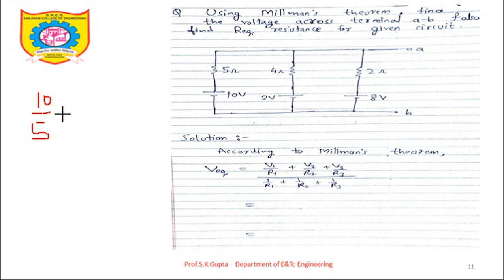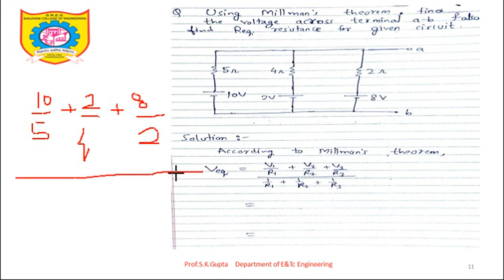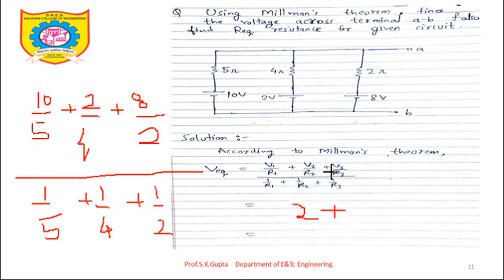plus, what is the value of V2? 2 upon R2. R2 is 4. Plus V3 value is 8 upon resistance is 2, whole divided by 1 by R1 plus 1 by R2. So 1 by 5 plus 1 by 4 plus 1 by 2. 1 by R1 plus 1 by R2 plus 1 by R3. So 10 by 5 is 2. So 2 plus this 2 by 4 is 0.5. So you should always use the calculator whenever a question is based on Millman's theorem.